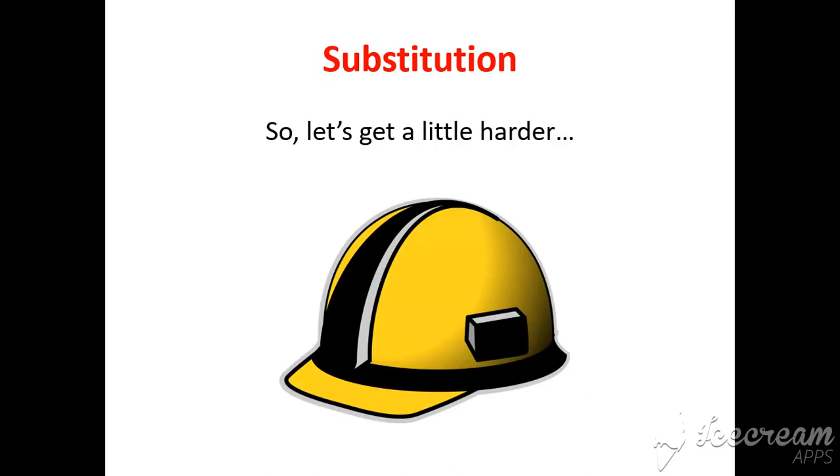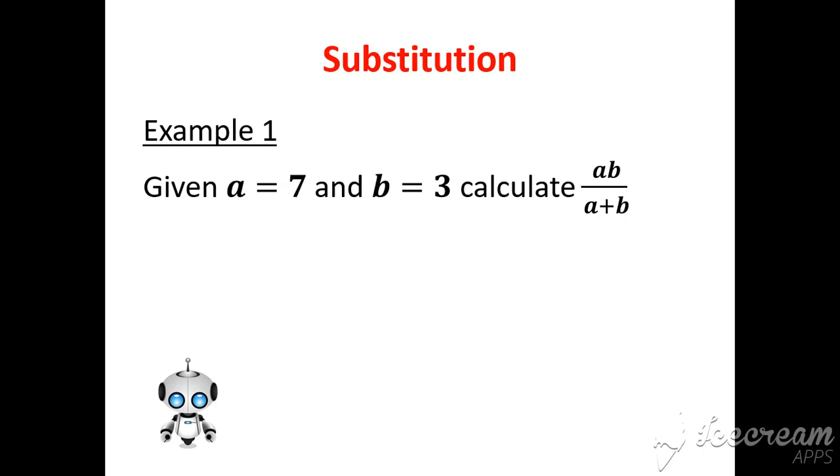Right, let's get going. So here's example 1. Given a is equal to the number 7 and b is equal to the number 3, we're going to calculate the value of the expression ab over a plus b. Now, on the top, ab is a times b, because any two letters or three that don't have a times, we just don't put the times in the middle.